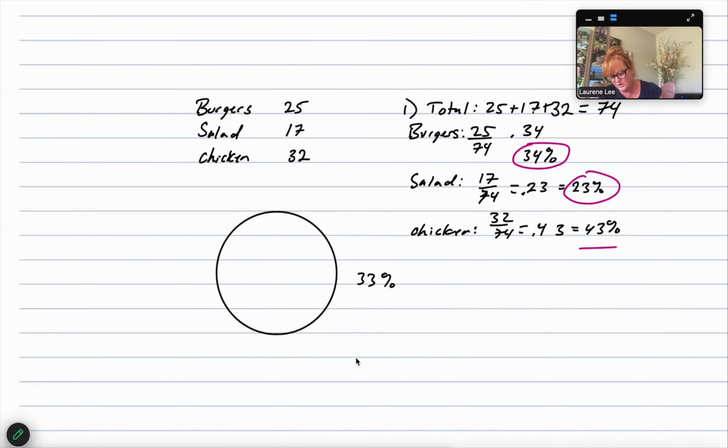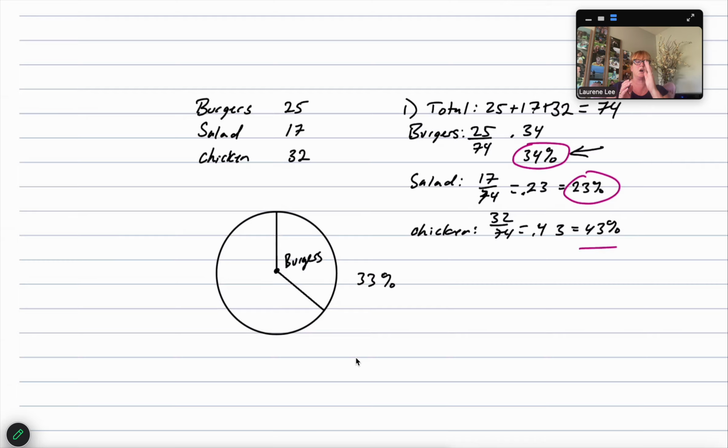So I'm going to pick one to start with. It doesn't matter what you start with. Here's my center. Here's my starting place. I'm going to go roughly a third. So think the pie symbol for a third. It's straight down and then like this. That's going to be a third. So I'm going to draw my diagonal right there. And this is going to be burgers.